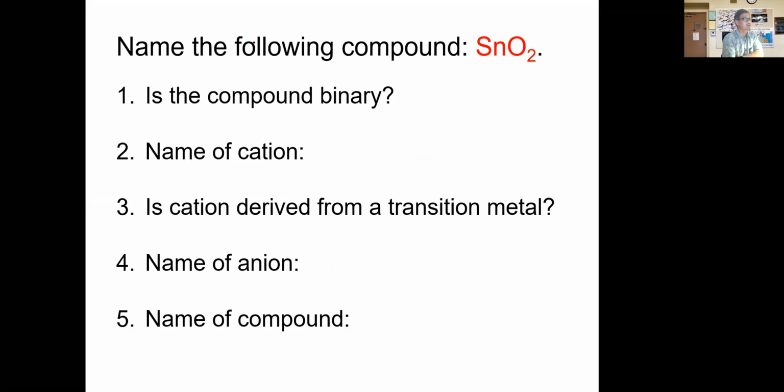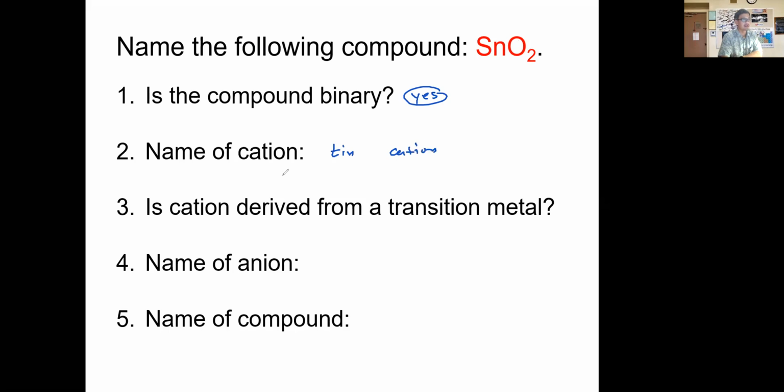All right, let's first of all answer the question, is this a binary compound? The answer hopefully for you is going to be yes. Two elements here, three total atoms, but two elements, tin and oxygen. We have that tin again. So the name of the cation here is going to be the tin cation. So we're going to write down the name of the metal.